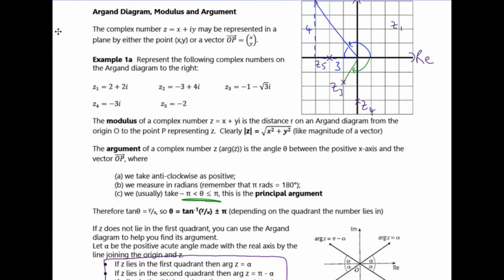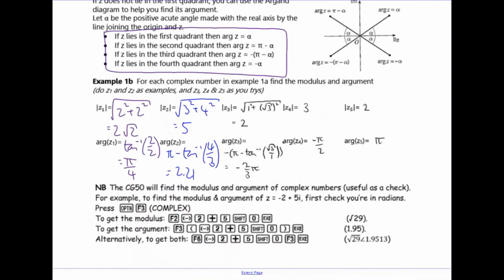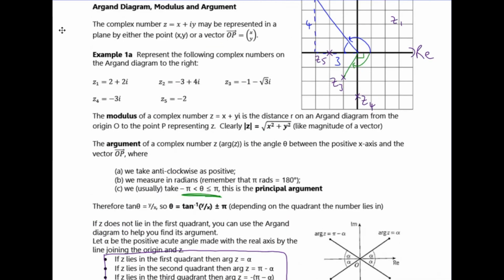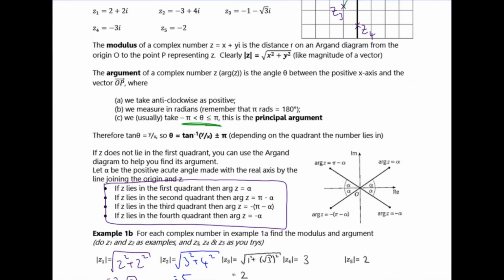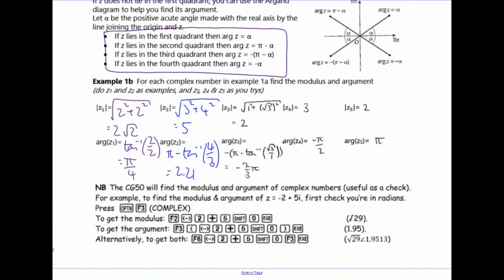Z4 is just down here, so it has a modulus of 3, and the angle that this makes with the positive real axis is this one here. It's 90 degrees or pi over 2, and it's negative because it's gone below, it's gone clockwise. And for Z5, it's got a modulus of 2, Z5 is over here. You could either say plus pi or minus pi, but typically we include pi. So we're going to say argument of Z5 is pi.